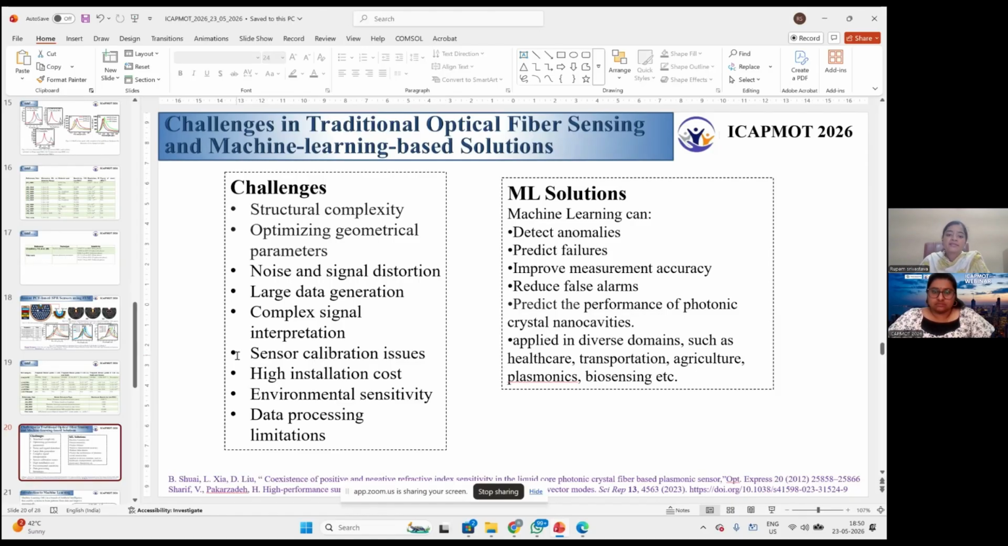So we have to optimize the geometrical parameters sometimes by hit and trial method, and there is also the requirement of large data generation, and sometimes the issue of sensor calibration also happens, and there is also high installation cost and environmental sensitivity. If there is a change in any environmental parameter, then these sensors are also sensitive to the environment. So these are the challenges.